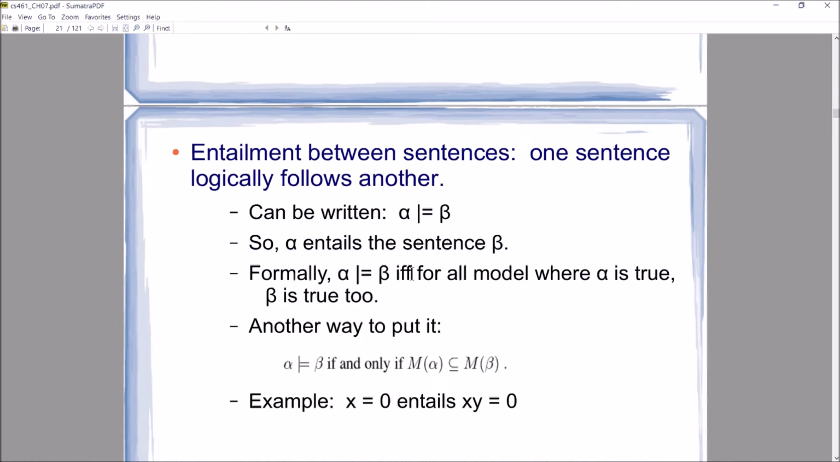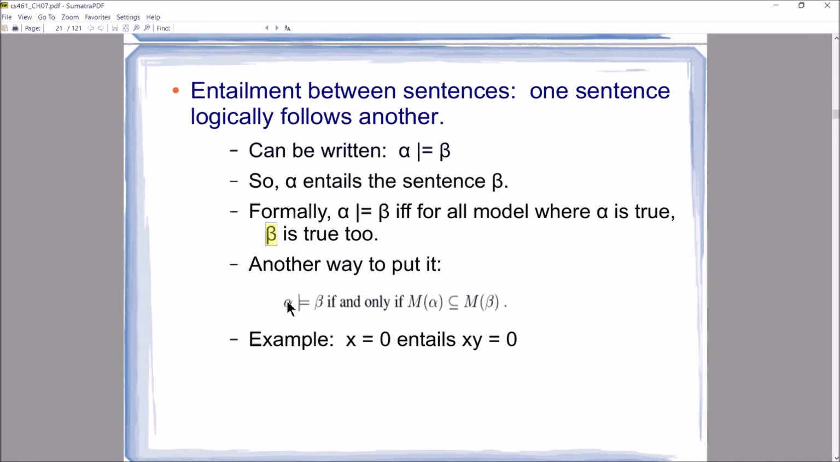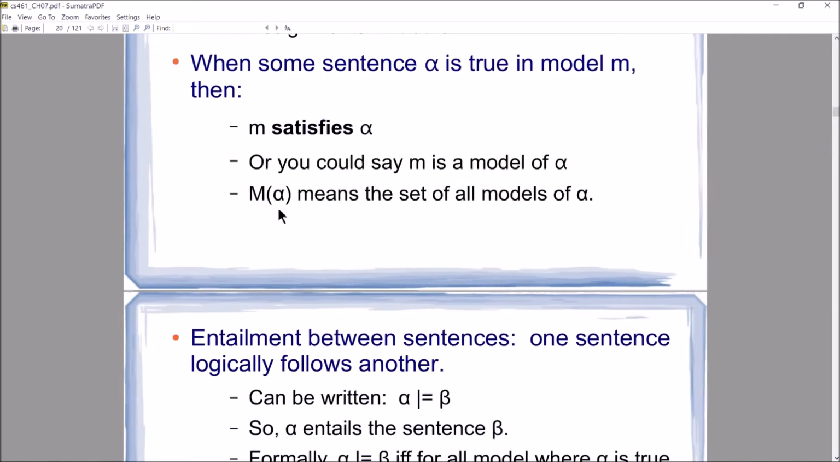Okay, so alpha entails beta if and only if, for all models where alpha is true, right? Then beta is going to be true also. Okay, so here's another way of putting it: alpha entails beta if and only if the set of all models for alpha is a subset of the set of all models for beta, right? So remember what we were talking about, set of all models?